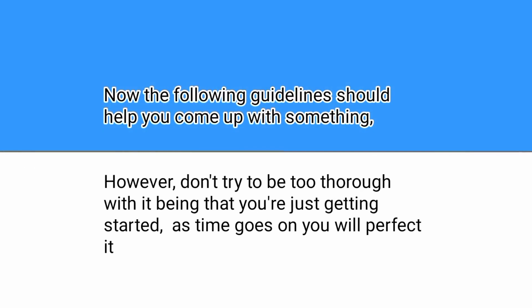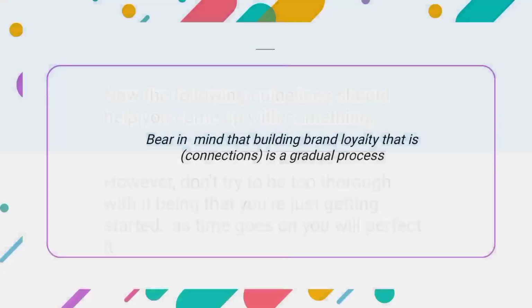All right, now the following guidelines should help you come up with something. However, don't try to be too thorough with it, being that you are just getting started. As time goes on, you will get perfect at it. So, when you get started following these guidelines, don't try to say, oh, I need to make it perfect. It needs to sound very perfect before I pen down something. No, just write down what comes to your head, just let it flow. And after that, you cross check it with the following guidelines we are going to look at right now.